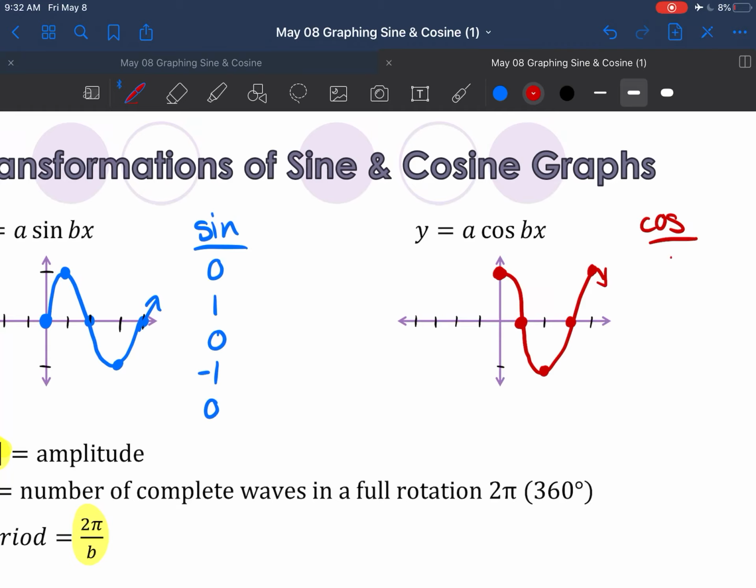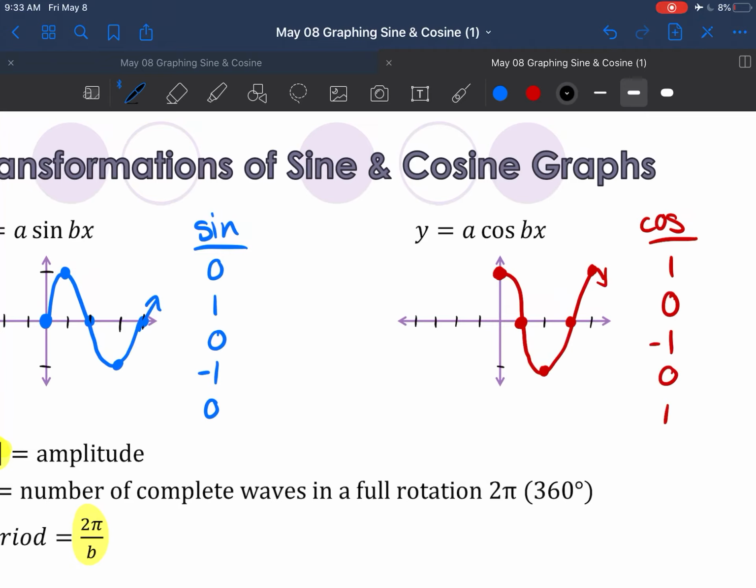starts at the top, so let's say 1, or if the amplitude is something other than a 1, you would put whatever the number the amplitude is. And then it goes to the middle at 0, then it goes down into the negatives, then back to the middle, then back to the top. So I just memorize it in terms of numbers like this.